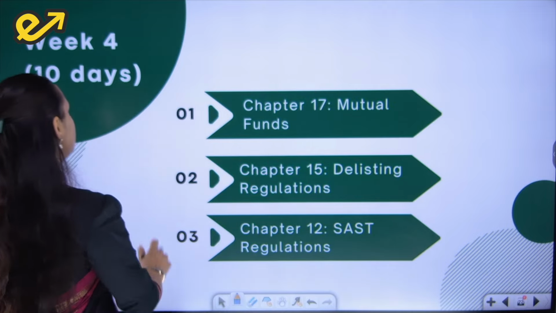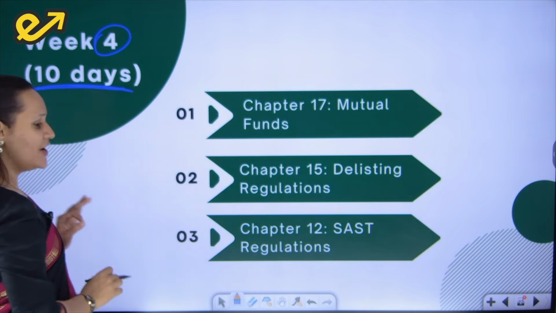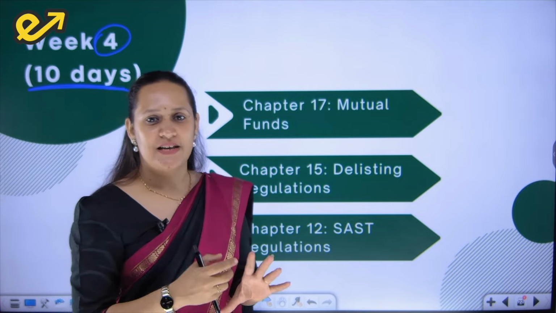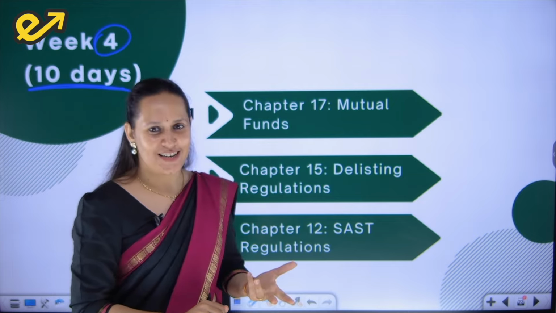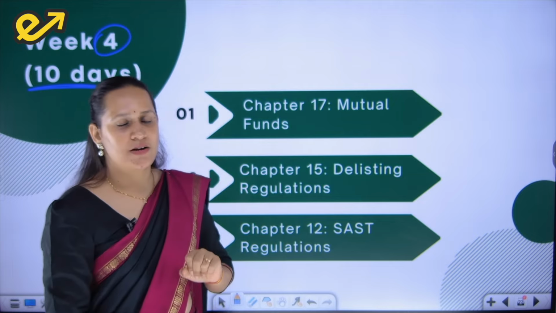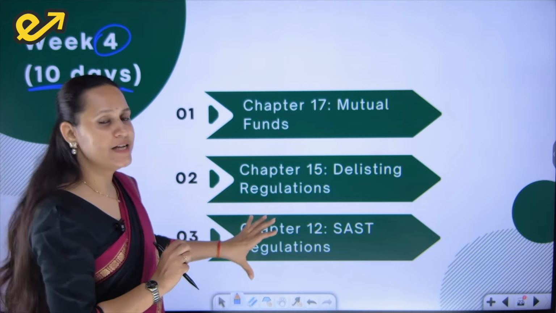And lastly, in week 4, we are going to have 10 days period, extra days, because 4 weeks, 7, you'll get 28 days. 2 extra days you'll get because it is a month of 30 days, right? So you're going to get 2 extra days. In those 2 extra days, why have I kept again only 3 chapters?